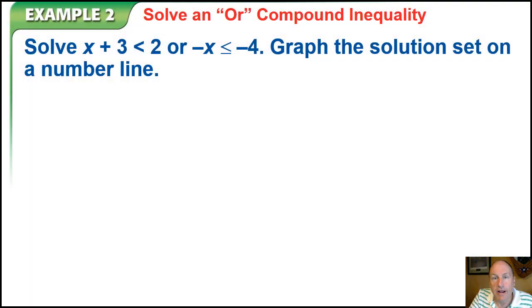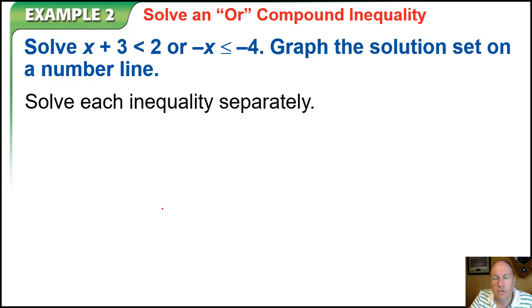Let's take a look at a compound or inequality. We have x plus 3 less than 2 or negative x less than or equal to negative 4. So we're going to go ahead and solve that step by step. And in this case, for ORs, we have to treat them completely separately. So we have x plus 3 less than 2, and we also have negative x less than or equal to negative 4.